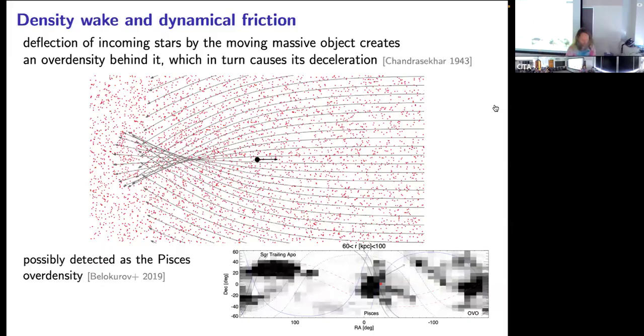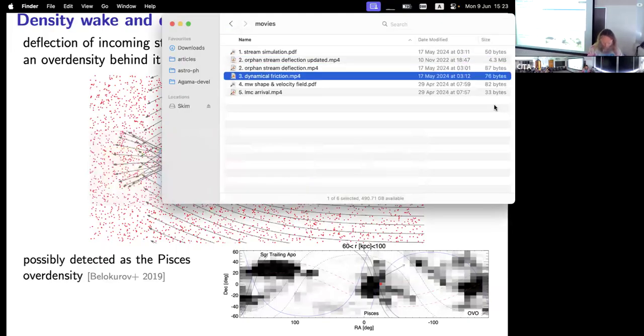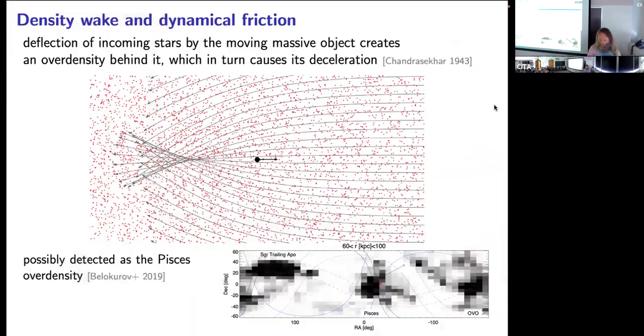Here is a movie illustrating this. An object moves here, and it deflects the trajectories of passing stars, so that they form a sort of overdensity. In the top panel, this means there is a bit of overdensity of stars here compared to the rest of the model. This overdensity then causes a gravitational pull and creates the friction force on the object. So this is a dynamical friction induced wake. The standard expectation is to find this kind of wake behind the LMC on its path forward.